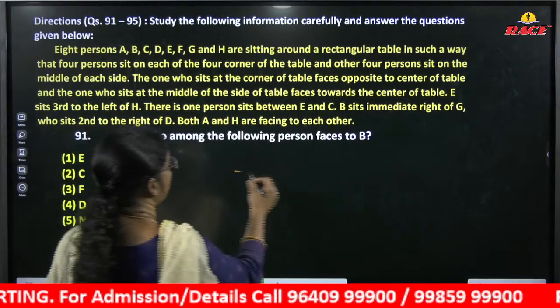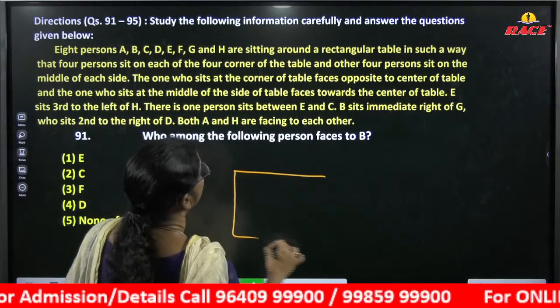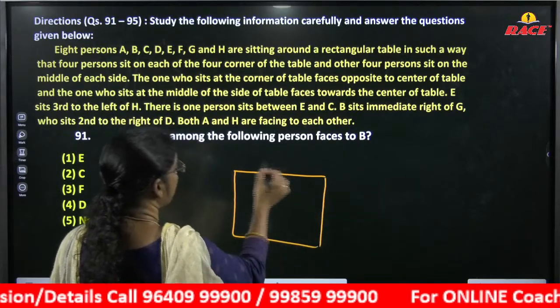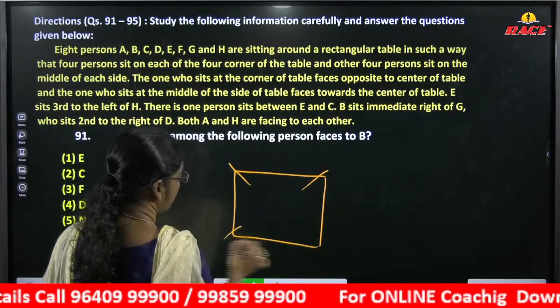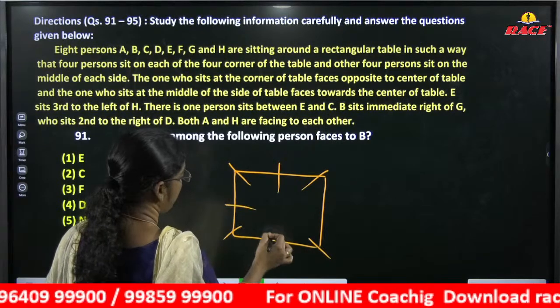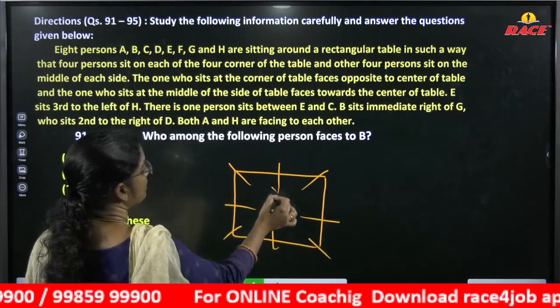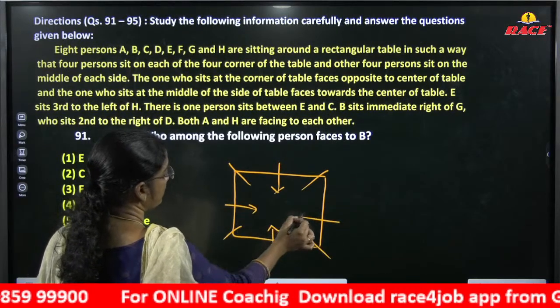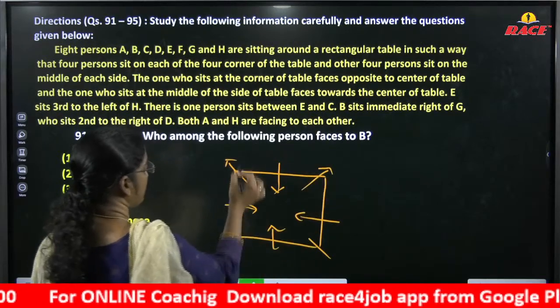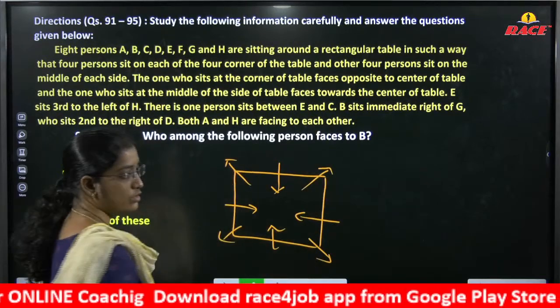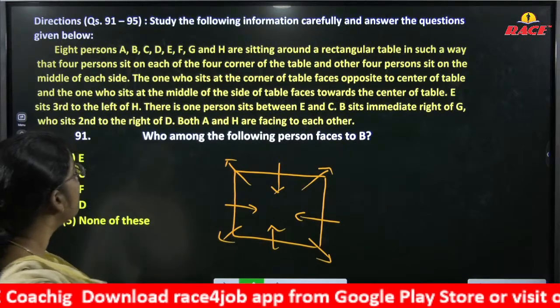So here they are giving a rectangular arrangement, in which four persons sit at the corners and four persons sit at the middle positions. The persons who sit at the middle positions face towards the center, and the corner persons face opposite to the center.